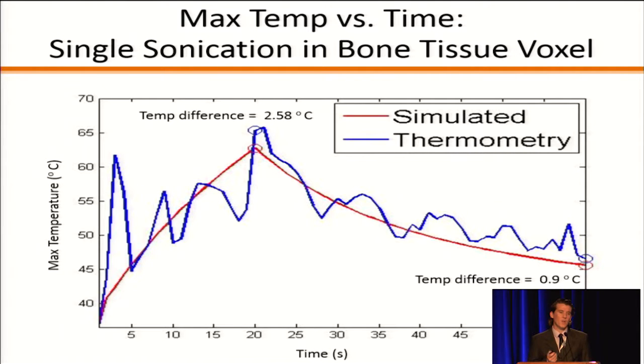On this slide, we're looking at a max temperature comparison within the tumor region of the clinical versus the simulated data. And after 20 seconds of sonication, you can see the difference here is 2.58 degrees Celsius, and after 40 seconds of cool down time, it's 0.9 degrees Celsius. However, you can see how much the clinical data fluctuates.